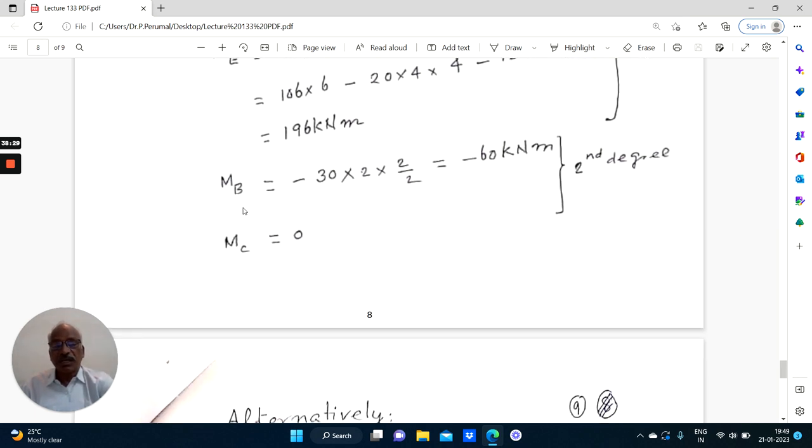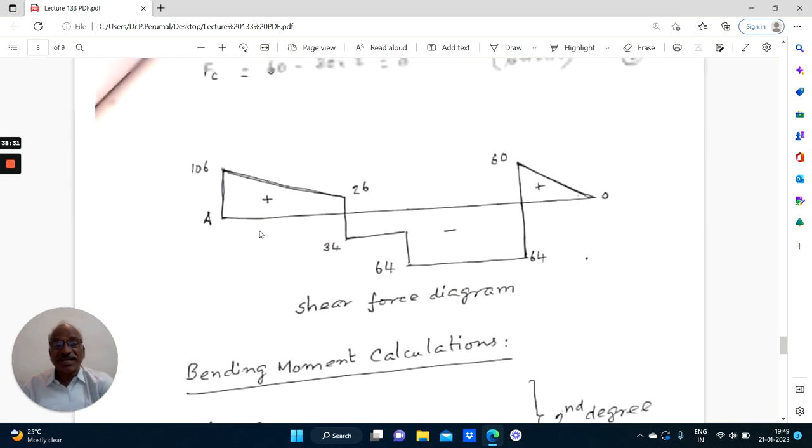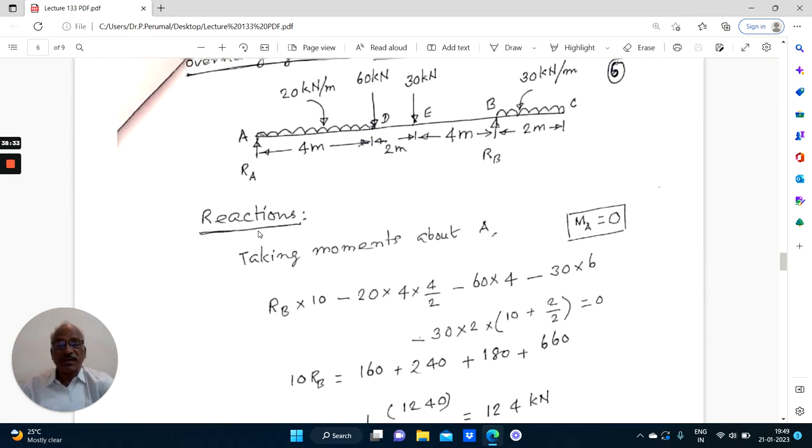MB equal to, considering the load to the right of the section here, B, we can also take moment from A, that will be having number of terms. To simplify our calculations, we will consider the load to the right of the section. We know that at any section, whether we consider the load to the left of the section or right of the section, the numerical value will be the same. Sign also will be the same, right?